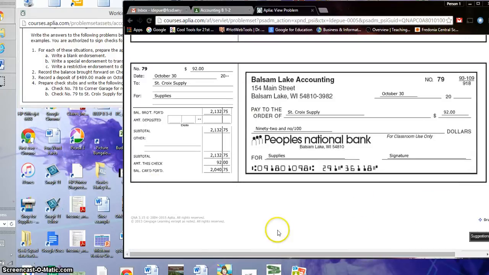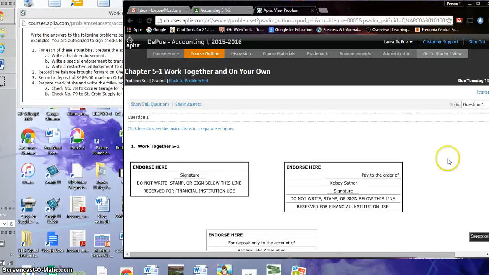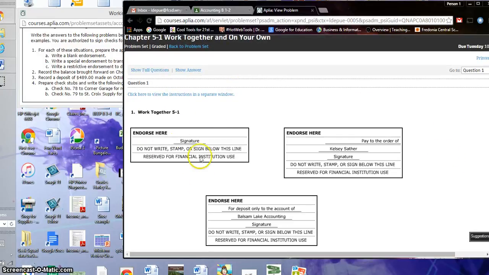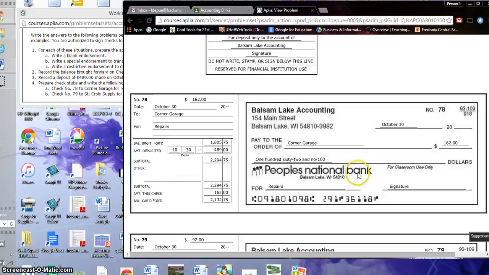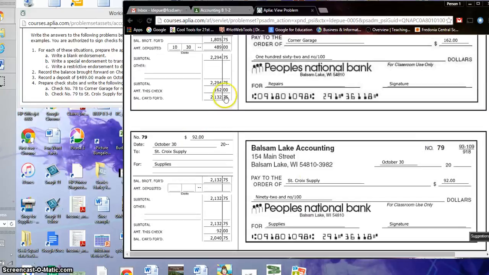So that concludes the 5-1 work together. Again, we just did the simple endorsements up here at the top, and then we wrote out the check stubs first, paid the check. Don't forget this simple math here. Use a calculator when you're trying to figure out these totals. It will make it a lot easier. That is it. Go ahead and finish this problem and move on to the 5-1 on your own.